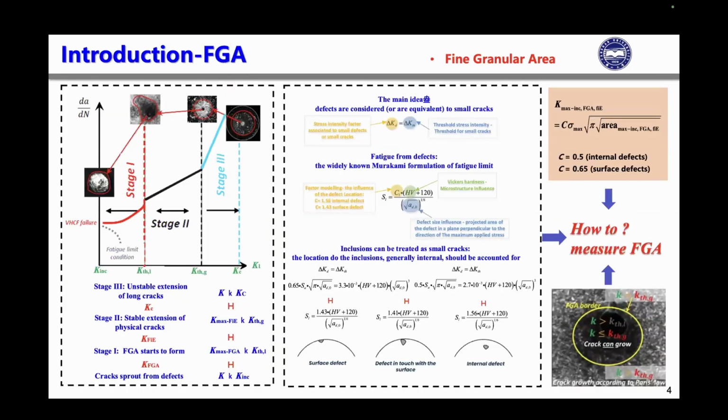And as a typical feature region, FGA provides an insight into the evolution of the defects and the cracks. From the main idea of the famous Murakami formulation, we can then get the stress of each stage of this very high cycle fatigue, which can be characterized by the size of the fine granular area on the fracture surface.